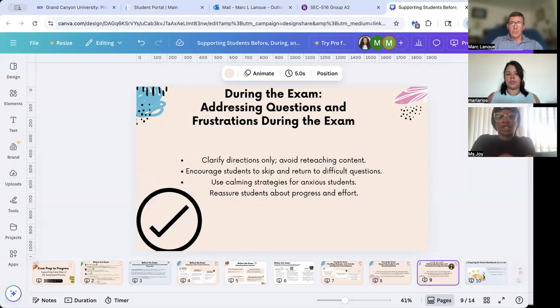Addressing questions and frustrations during the exam could look like clarifying directions only. Avoid reteaching the content. Encourage students to skip and return to difficult questions, not taking too long on one question. Use common strategies for anxious students. Reassure students about progress and their efforts.